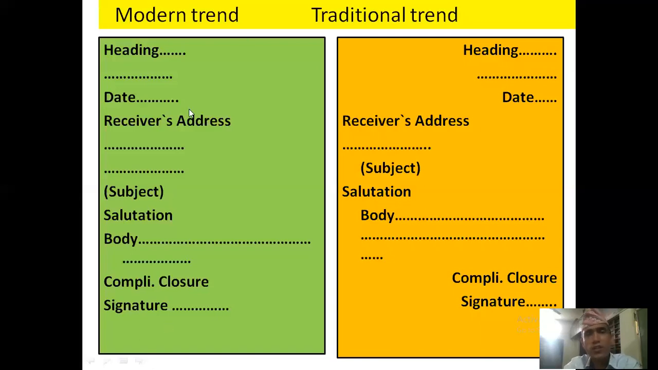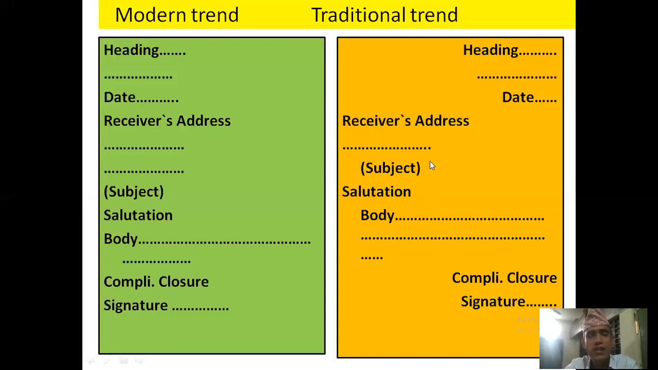And actually, what are the differences between these two layouts? You can see this. In the traditional trend, the heading, signature and complimentary closure are kept on the right hand side. The heading or the sender's address is kept at the top right hand corner and the complimentary closure and signature at the bottom. So these are the differences between these two trends. And after that, the receiver's address, and then salutation is placed in the traditional trend.